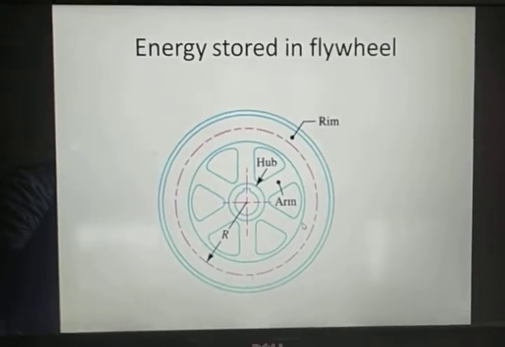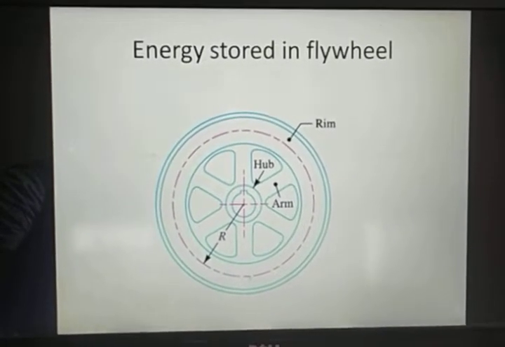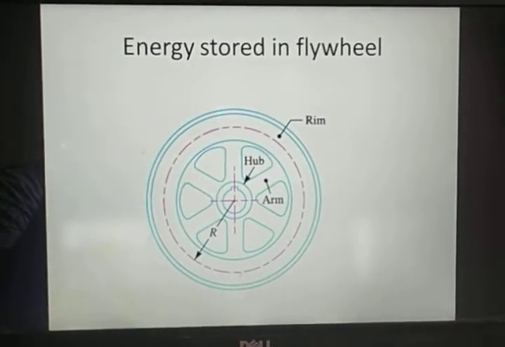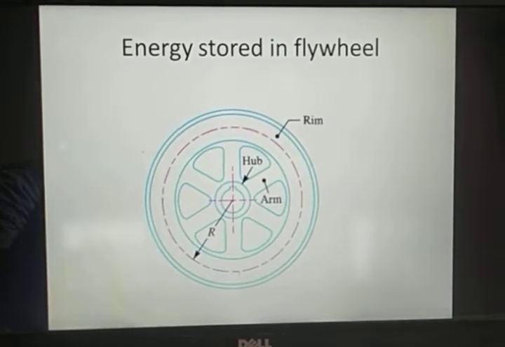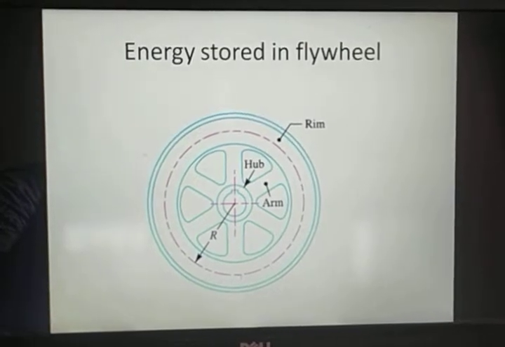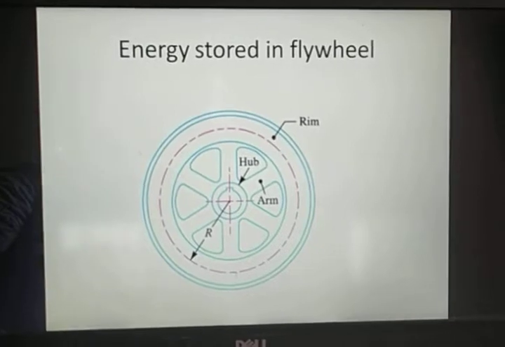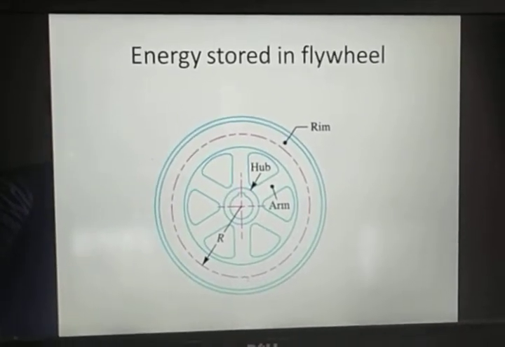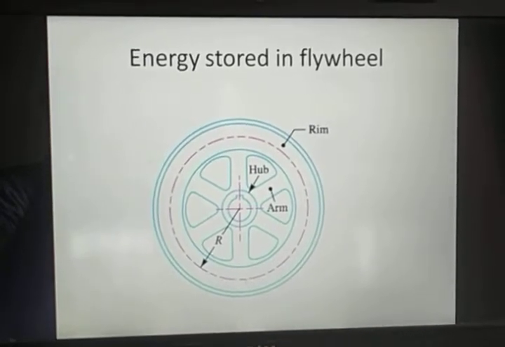Now, we already know that the flywheel is used to absorb energy, and it releases the energy when it is required, or when the engine is not capable of delivering that much energy. When the flywheel absorbs energy, its speed increases, and when it releases energy, its speed decreases. Now we are going to derive the equation for the energy stored in the flywheel.